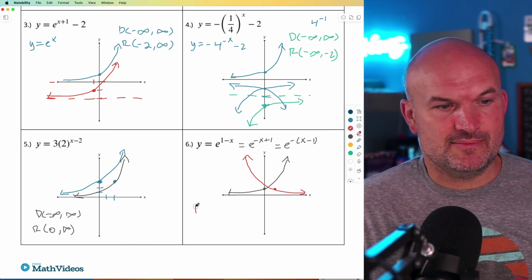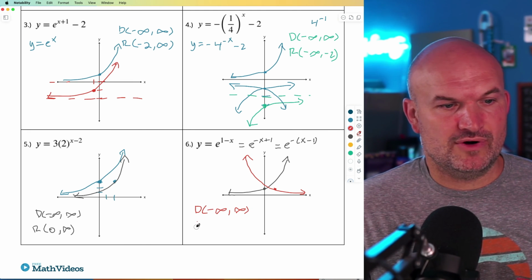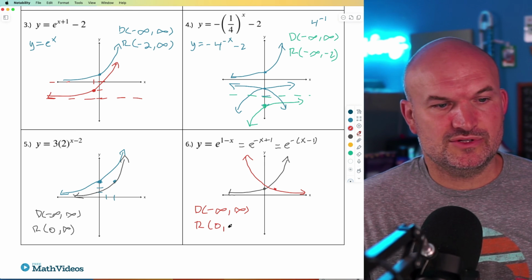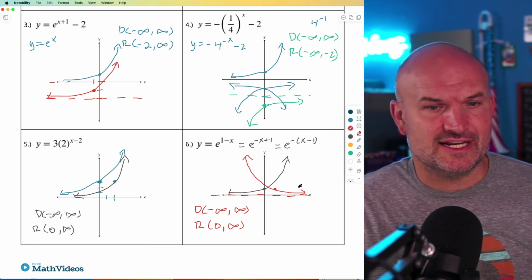So now we can say that my domain is -infinity to infinity, and my range is going to still be the same, 0 to infinity, because again, with these transformations, ladies and gentlemen, my y-intercept has not changed, right?